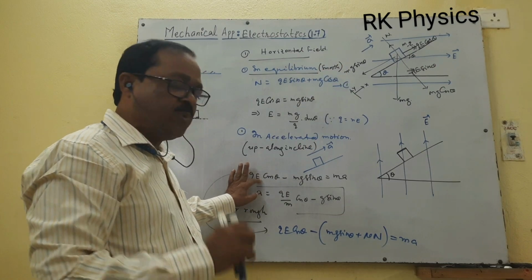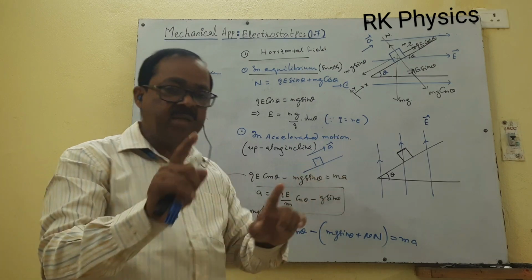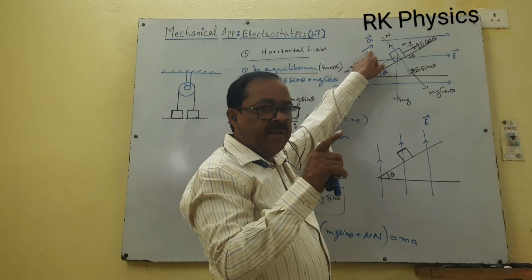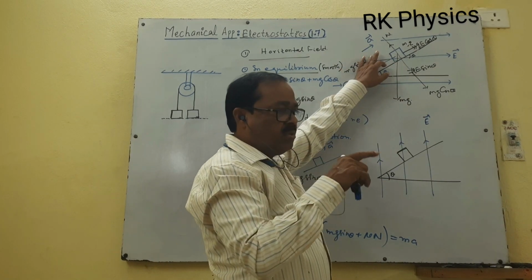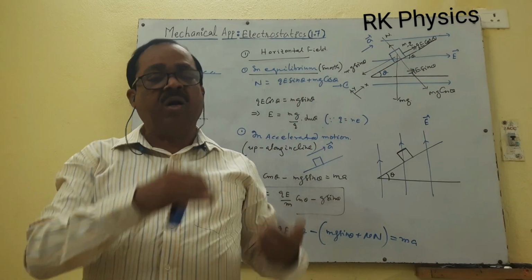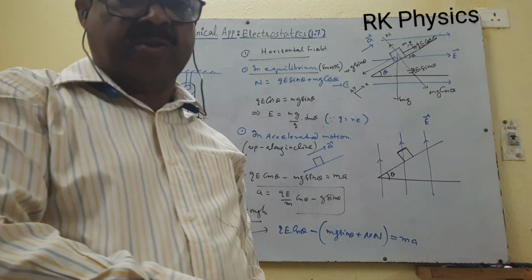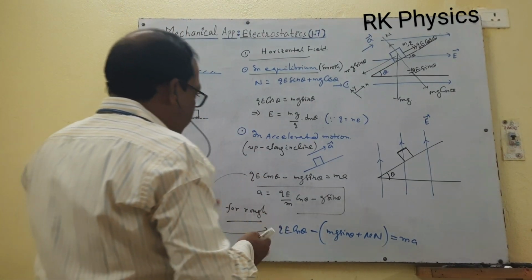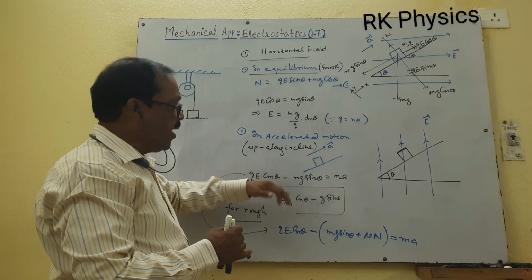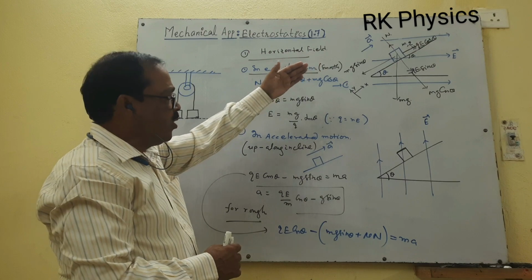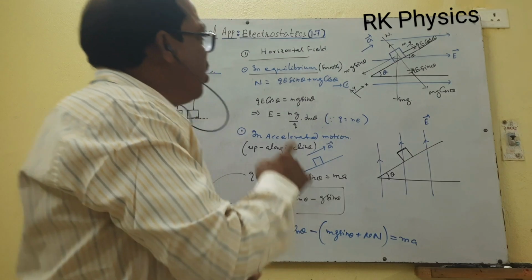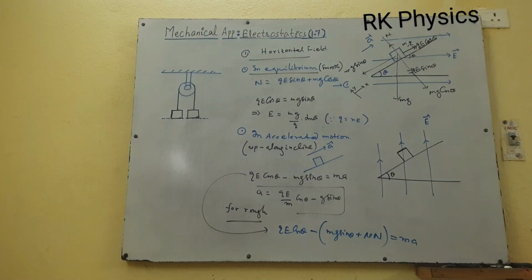That means if you put this formula wrongly, you will get a equal to minus. A equal to minus means, if this is the direction of a and the value comes out negative, then along your direction the object is not moving. The object is moving opposite to your direction. So you write QE cos theta minus mg sin theta or interchange, nothing. If a is positive, then the direction is up. If a is negative, the direction is down. Now this is all about the horizontal field.